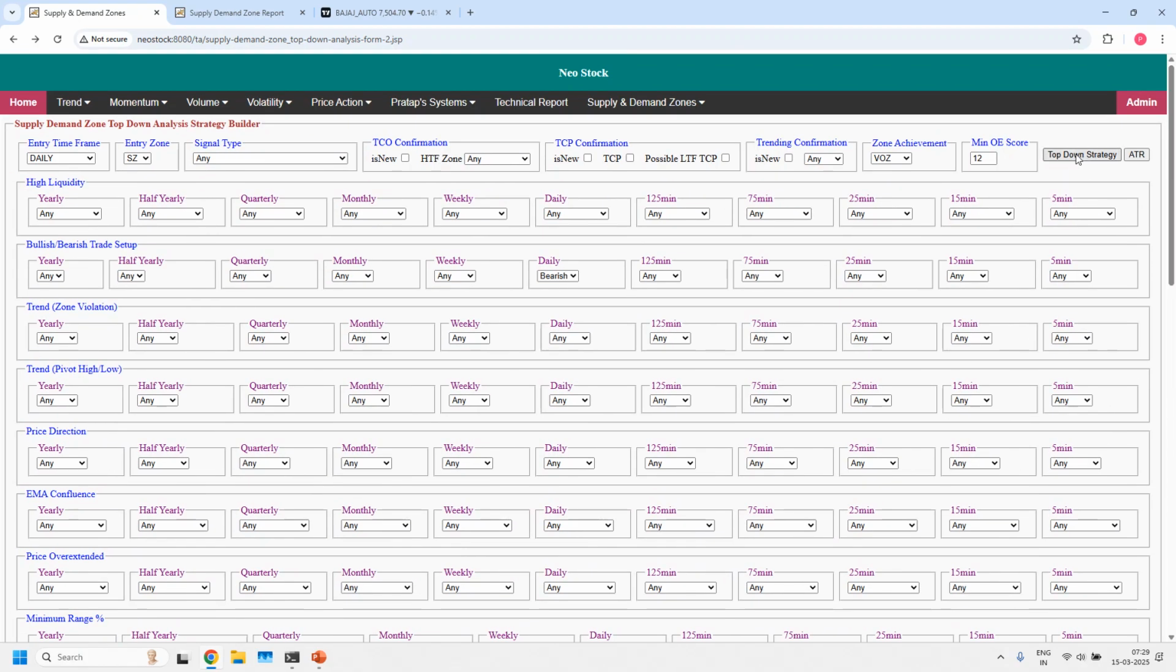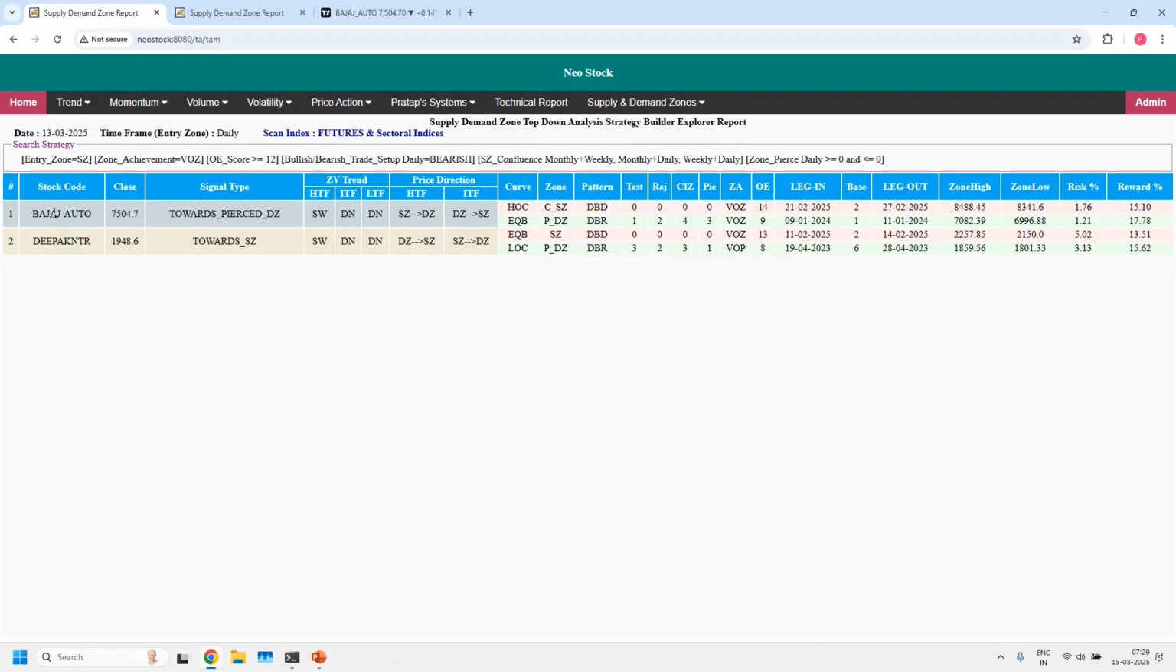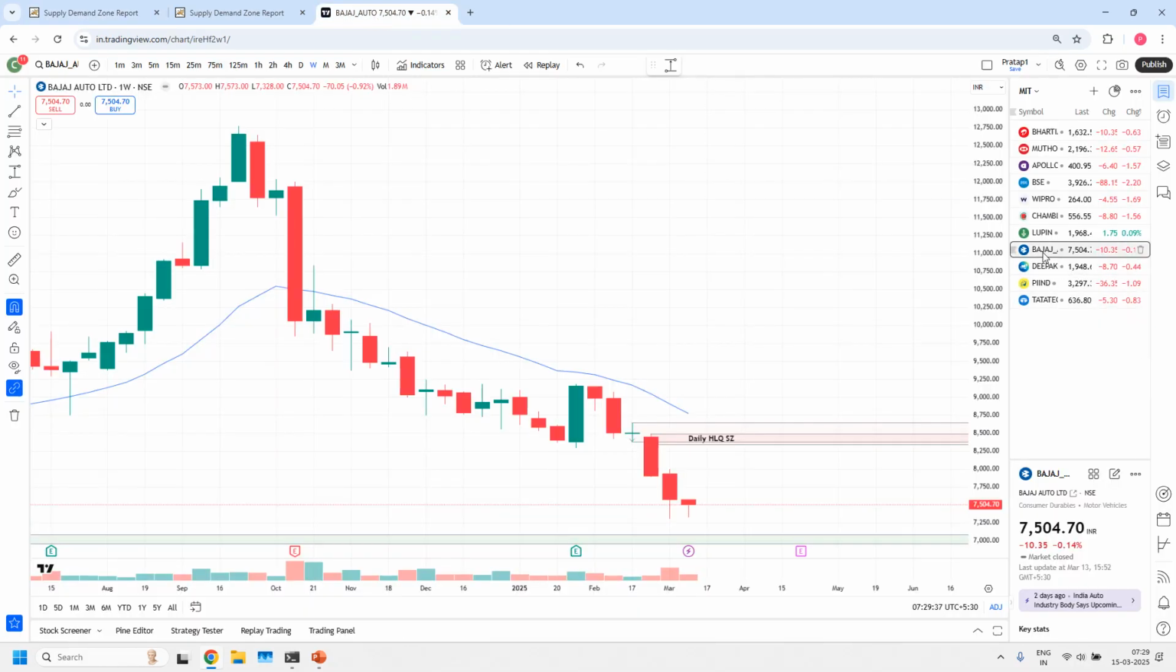Okay, with these filters, I'm clicking on top down strategy button. Now we got only 2 stocks, Bajaj Auto and Deepak Nitrate. First 2 stocks in this list, Bajaj Auto and Deepak Nitrate. Remaining 2 are not having monthly zone confluence. Okay, now I am changing the time frame to monthly.